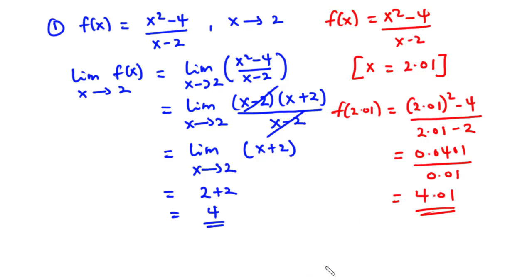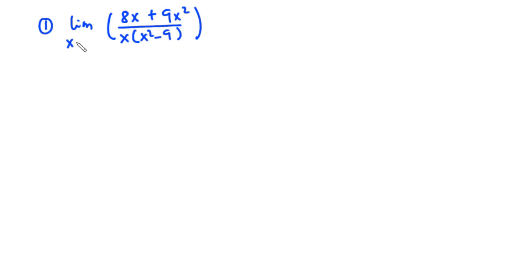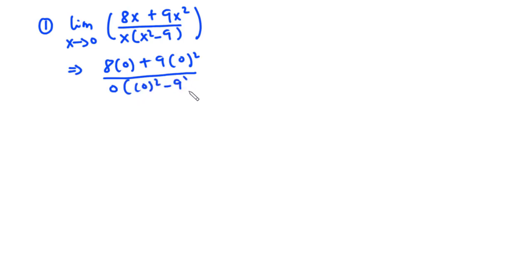Now let's solve some more examples. So for example 1, we are going to find the limit of the function 8x plus 9x squared divided by x times the quantity x squared minus 9 as x approaches 0. So first of all, let's substitute the value of 0 into this function. So that's going to be 8 times 0 plus 9 times 0 squared divided by 0 multiplied by 0 squared minus 9.